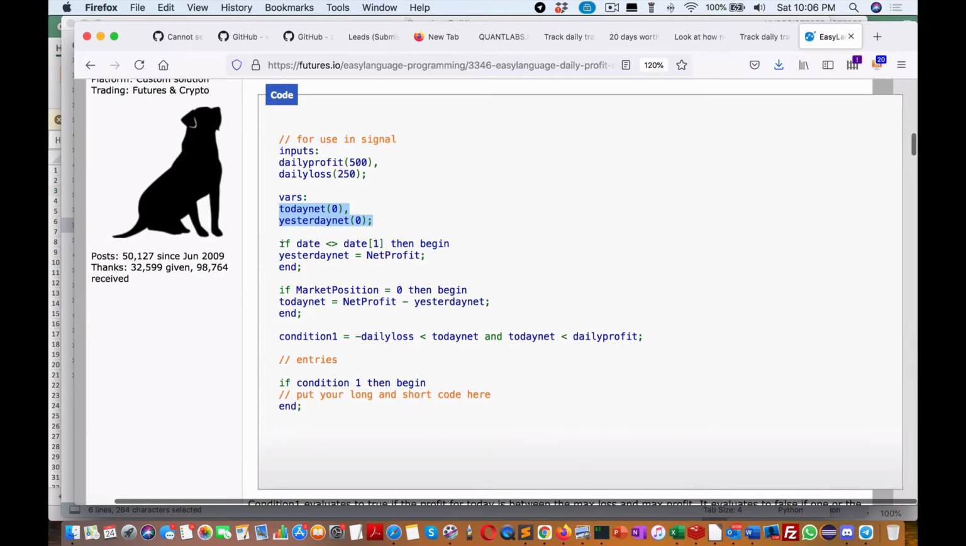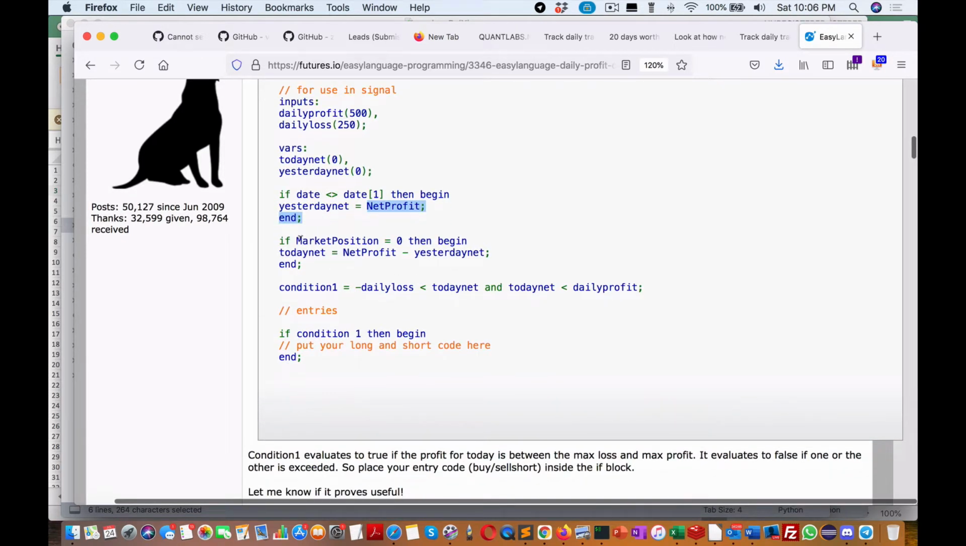that I use. So if the current date is not equal to the previous day, then yesterday's net profit is equal to today's net profit. Now, if the market position is equal to 0, then calculate today's net as the net profit minus yesterday's net. And this is the condition.